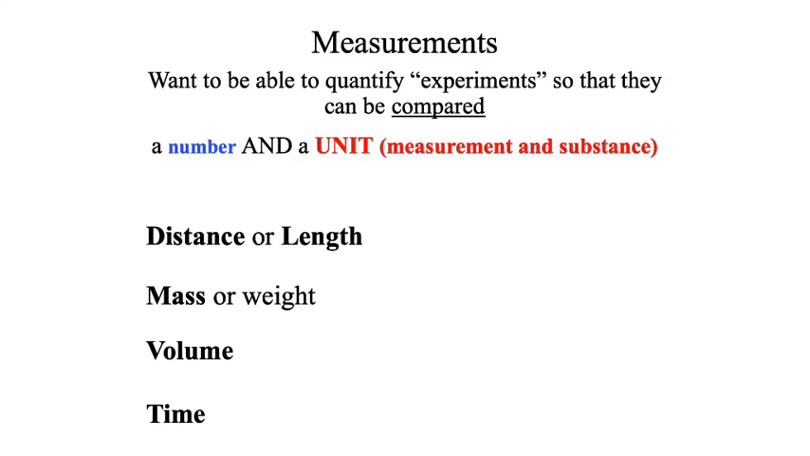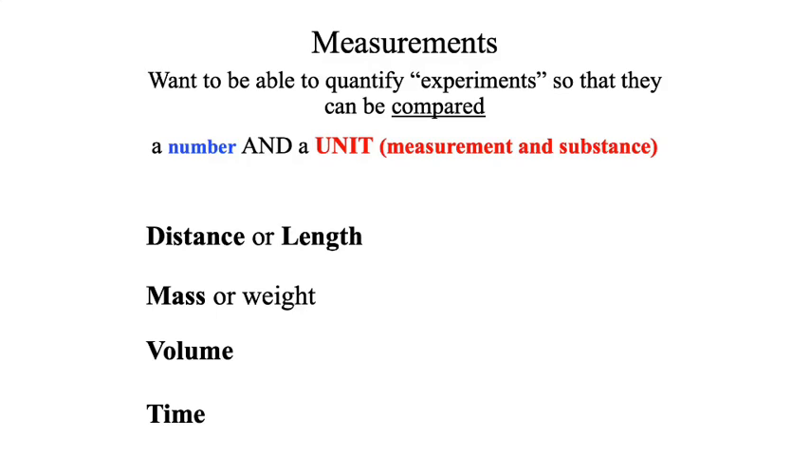So we want to be able to quantify our experiments. To quantify, we need a number and we need a unit. If I just say 2, what does that mean? It means 2. Okay. $2, 2 sheep, 2 lights, 2 fingers. As soon as I specify the substance that number is tied to, I can change the meaning of that number. So numbers in and of themselves don't hold meaning. They only hold a value.